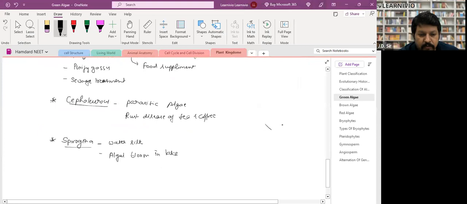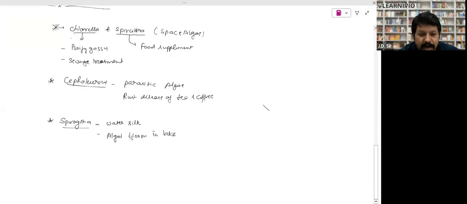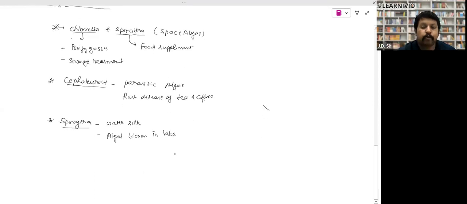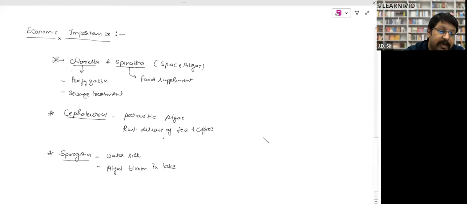So, what is Spirogyra? Spirogyra is known as water silk, and it causes algal bloom in lakes. Basically, it develops massively in the lake. It destroys the lake. It makes a thick layer of the algae at the top of the lake, and it prevents the entry of oxygen into the lake, so that many animals die, right? So it's a very problematic kind of algae.